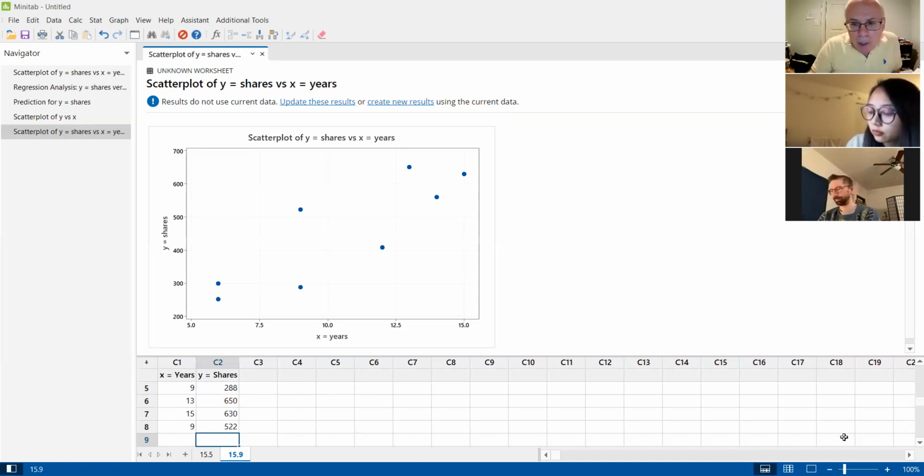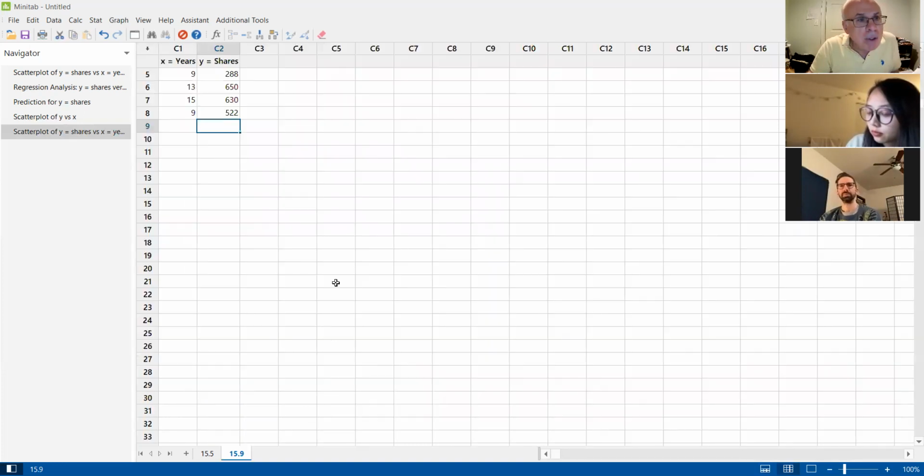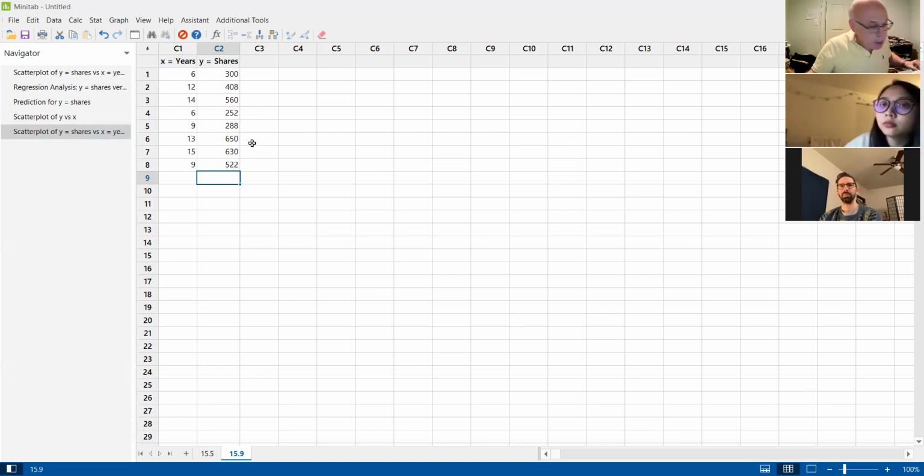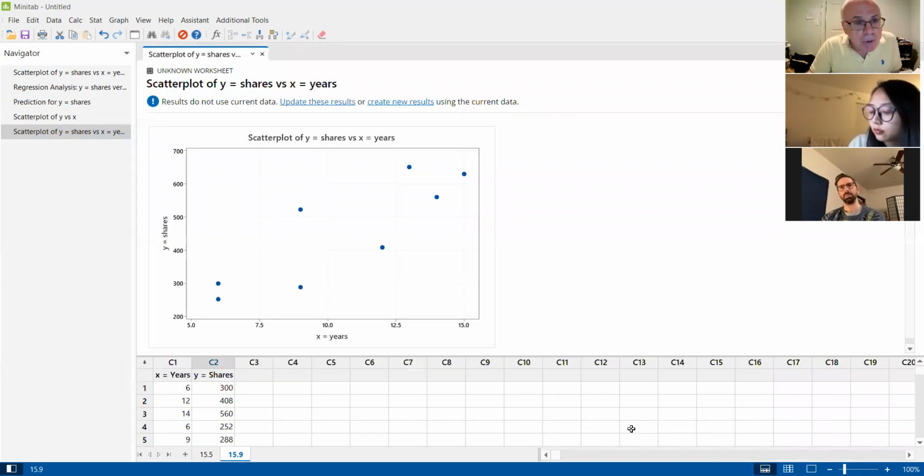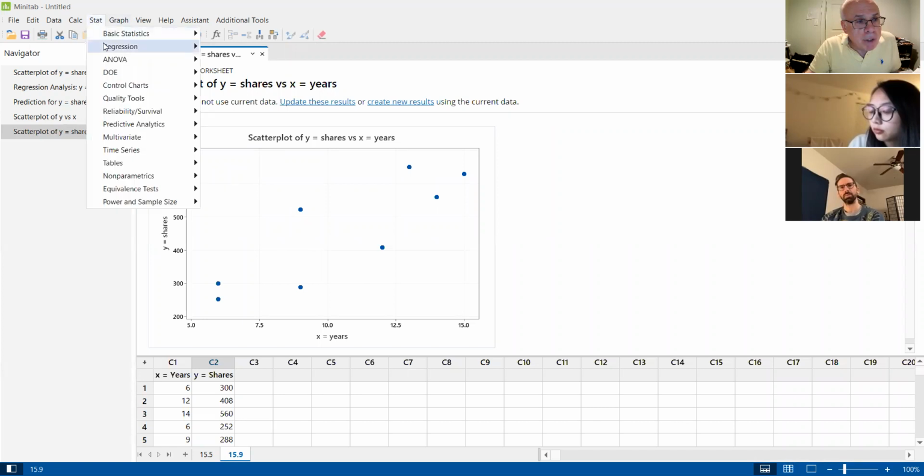Okay, let me just take a quick look at the data to make sure it is correct. When you're doing a test or something and you're being asked to type something in, just double check. Always good to double check these things. All right, that looks okay. And now, again, we're going to start again and do a regression.